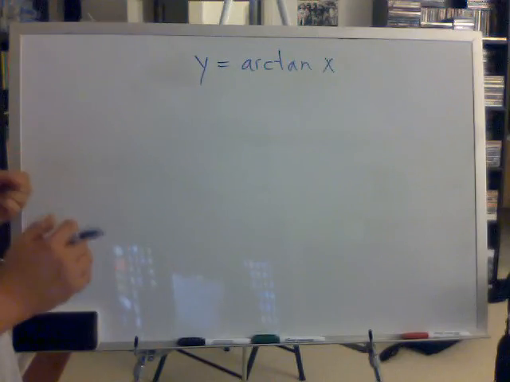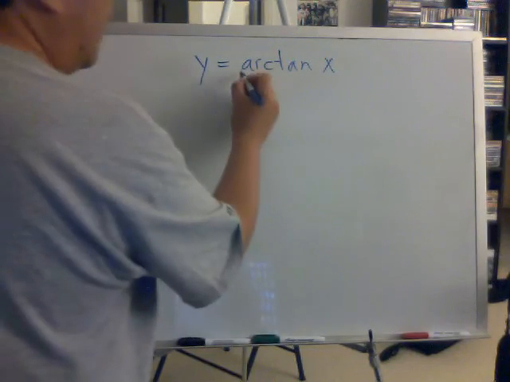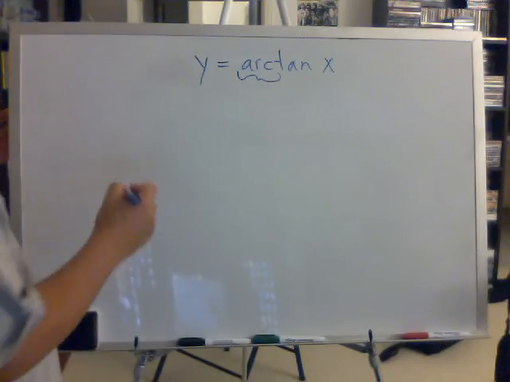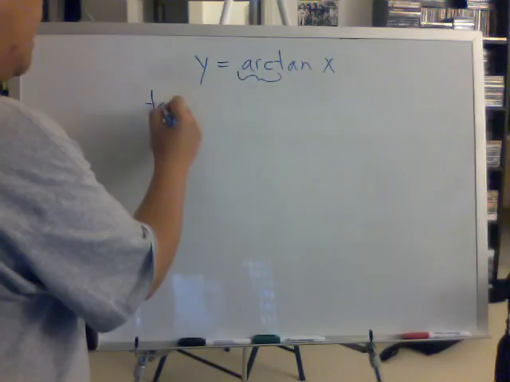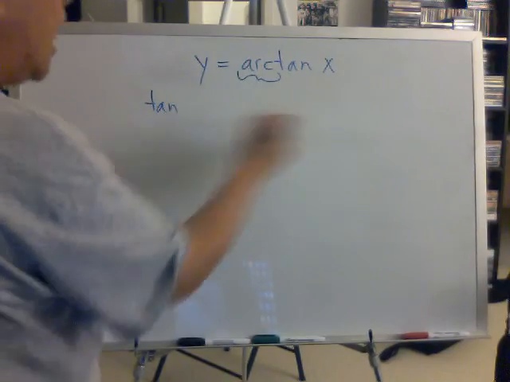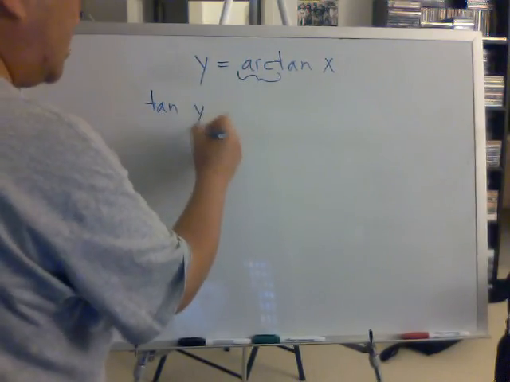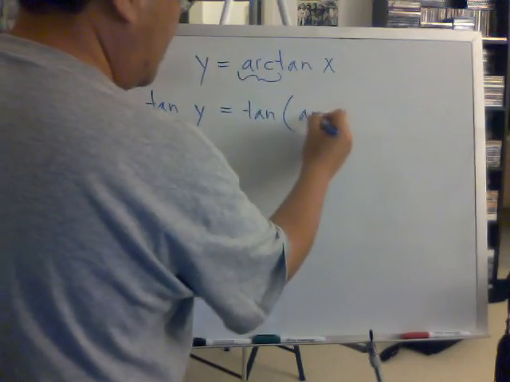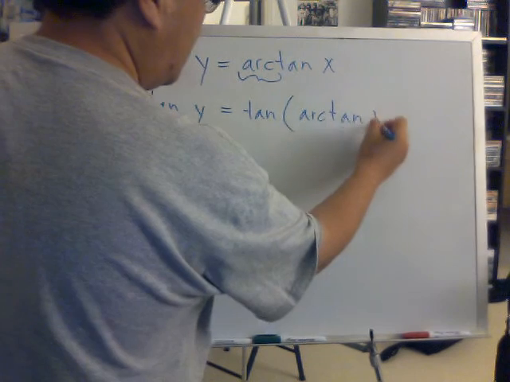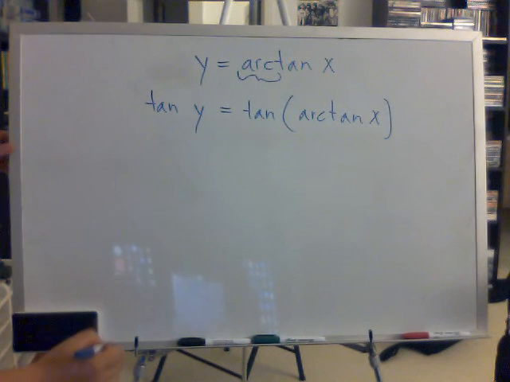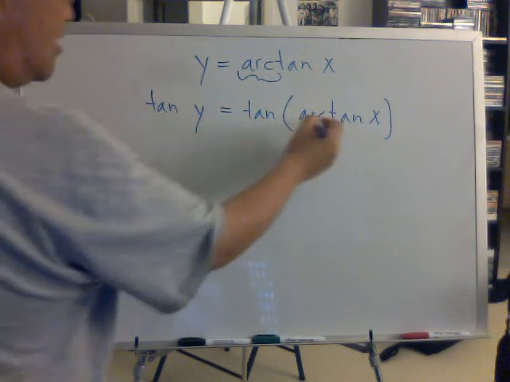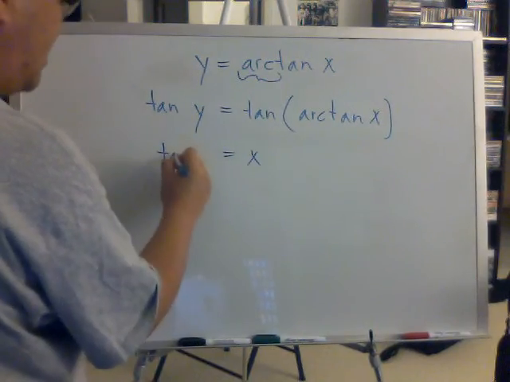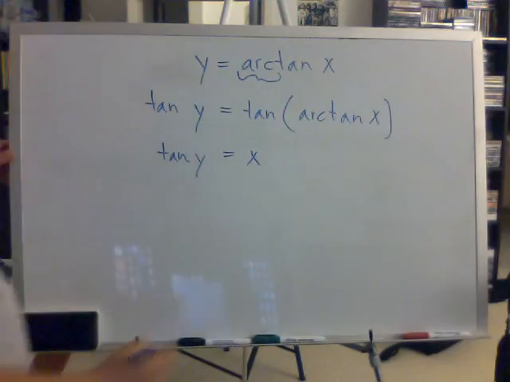Well, the first thing you need to do is get rid of the arc. And exactly how do you do that? You take the tangent of both sides of the function, which is tangent of y on the left, and tangent of the arctangent of x on the right. Tangent of arctangent of x is basically x, and we have tangent of y equals x.